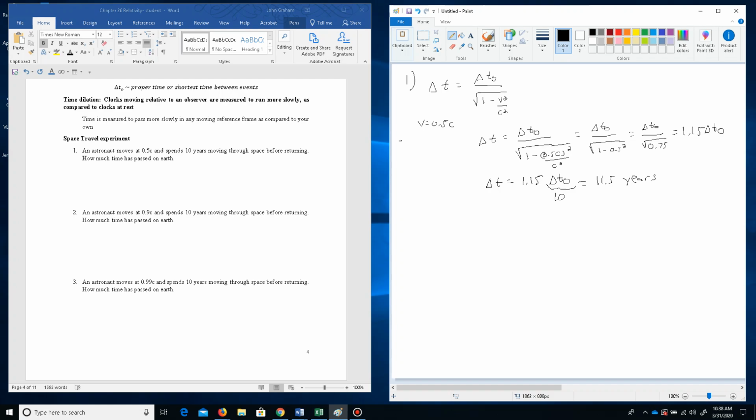Right, so we can do the next one. The next one's very similar. An astronaut moves at 0.9 the speed of light and spends 10 years in space. Same question, when does he get home? Very similar setup, and I'm not going to go through as much of the math as I did before. The c's cancel. We do 1 minus 0.9 squared, and the proper time is still 10 years. 10 years over the square root of 1 minus 0.9 squared. We get 22.9.